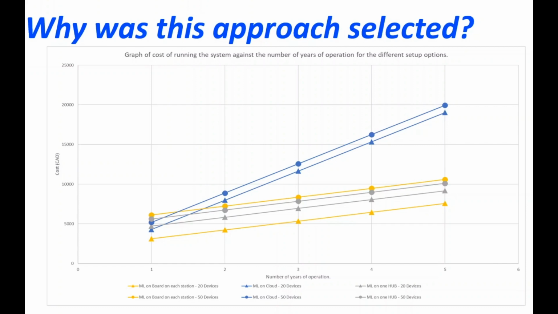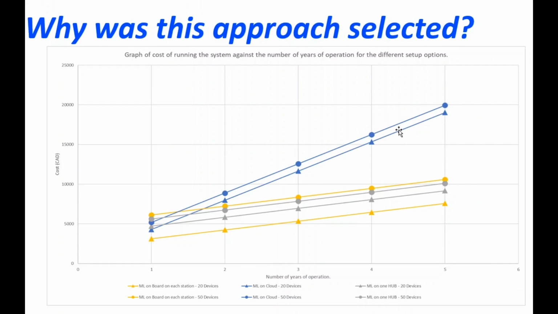Out of all the three approaches, how did we decide on choosing the ML on board approach? We ran an experiment where we set up the camera in a high volume traffic location and found the number of frames where motion was detected per day in a week. We then found the weighted average of the number of frames collected in a week, and based on that, we calculated the cost for a different number of years of operation for two different numbers of stations. So in this case, as you can see from the graph, we calculated for 20 devices, and we have an upper limit of 50 devices.